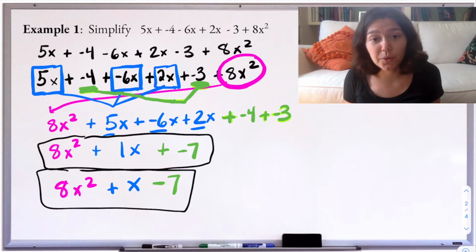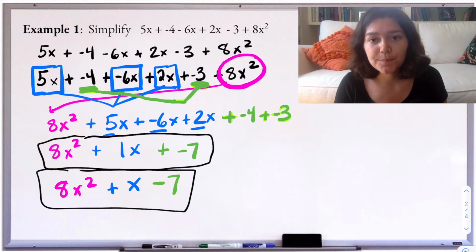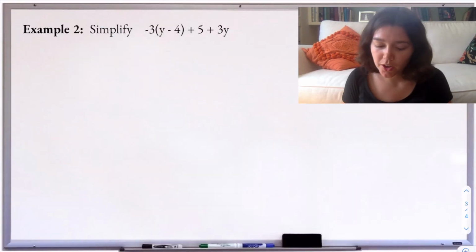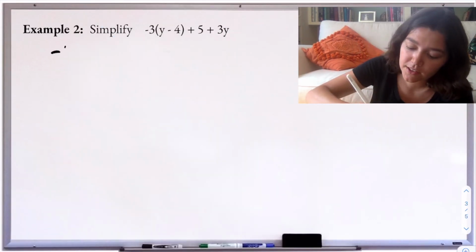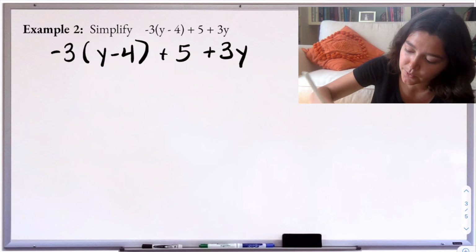So again, it takes a lot of work, but if we go step by step, we're going to be in great shape. So let's try one more together. So we have -3 times the quantity y minus 4 plus 5 plus 3y.